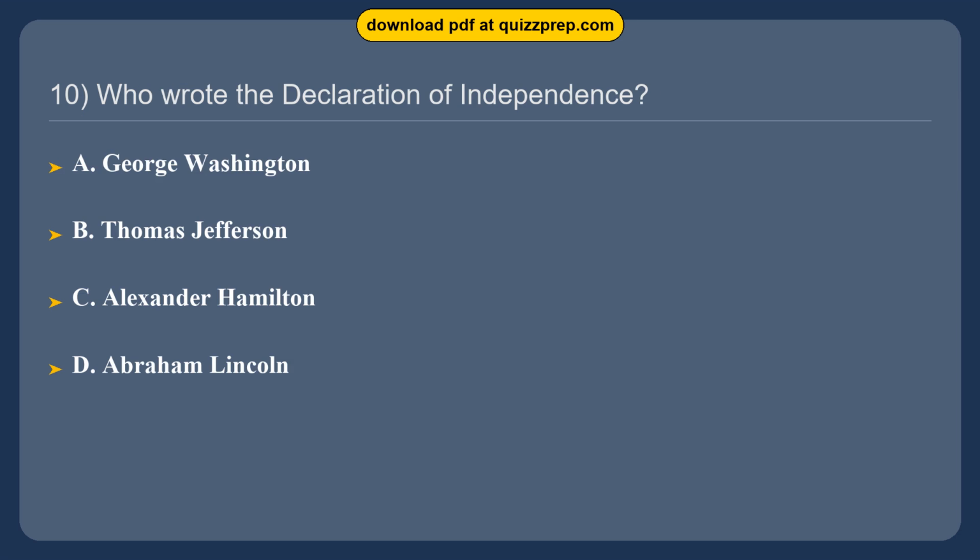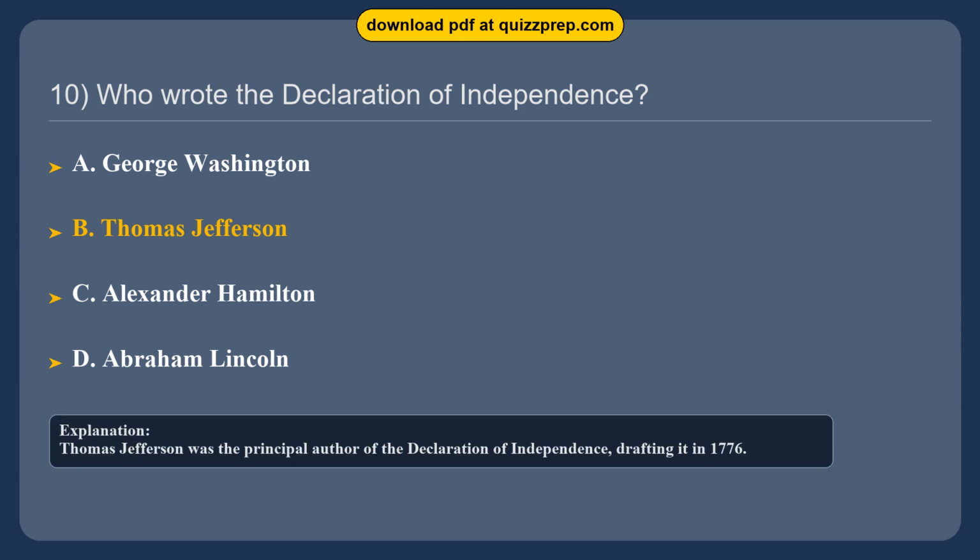Question 10. Who wrote the Declaration of Independence? Option A, George Washington. Option B, Thomas Jefferson. Option C, Alexander Hamilton. Option D, Abraham Lincoln. The correct answer is option B, Thomas Jefferson. Thomas Jefferson was the principal author of the Declaration of Independence, drafting it in 1776.